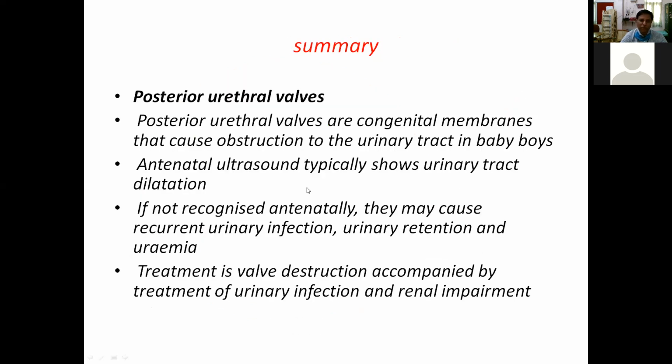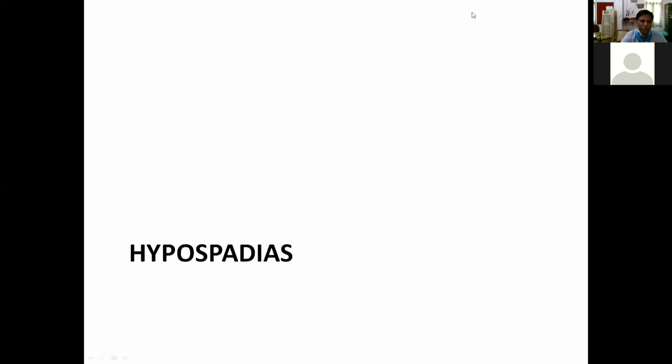Summary, they are congenital membranes. Antenatal ultrasound typically shows urinary tract dilatation. If not recognized antenatally, they may cause recurrent urinary infection in children. This should be diagnosed. Treatment is valve destruction accompanied by treatment of urinary infection and renal impairment. This is the first and most important congenital anomaly of the affected male urethra.